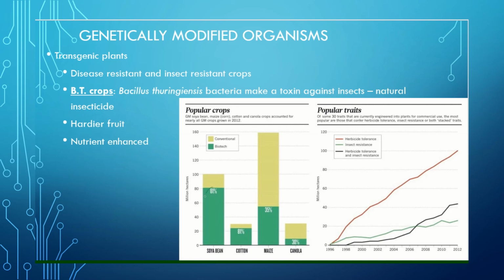So in this picture here, you can see that actually genetically modified soybean is really popular. And these 4 down here are the most popular crops that are genetically modified. And they're mostly striving for herbicide tolerance and insect resilience, or the 2 combined.